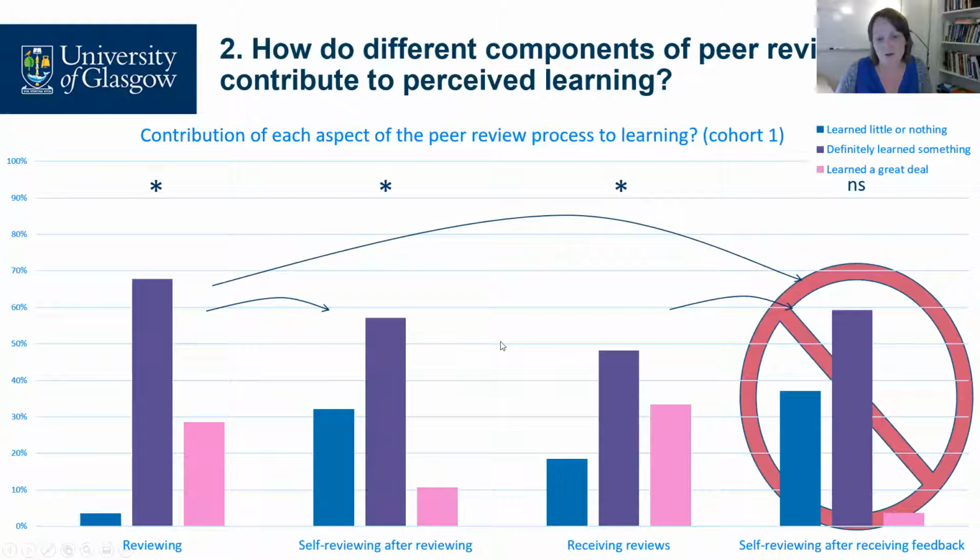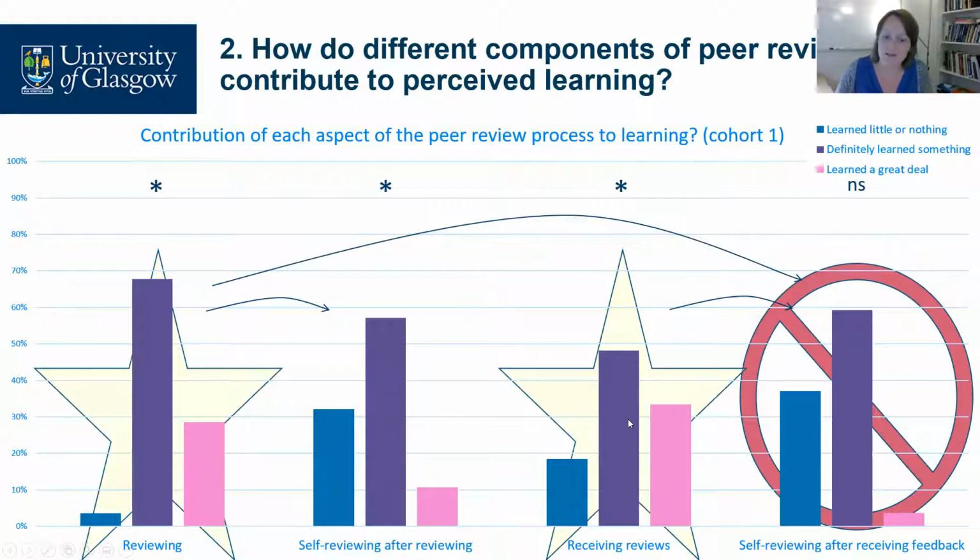The other take-home message from this graph is that the two things that seem most helpful were the actual reviewing process and receiving reviews. In relation to the reviewing process, what we can take away is that in asking students to provide a review on someone else's work, it's not just that they're providing a service to someone else. Reviewing other people's work is actually helpful for them. That contributes to their learning, and they learn from that process as well.